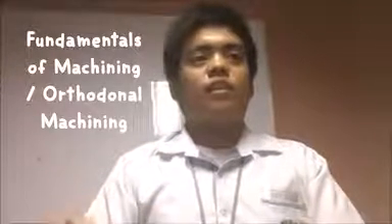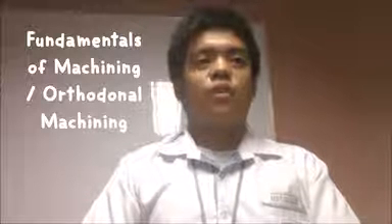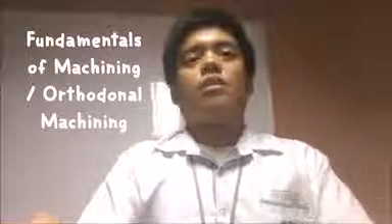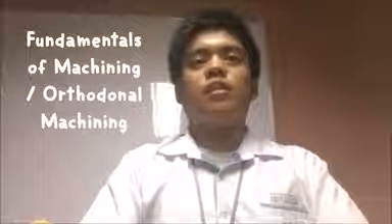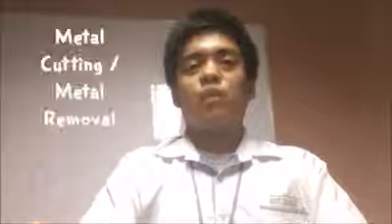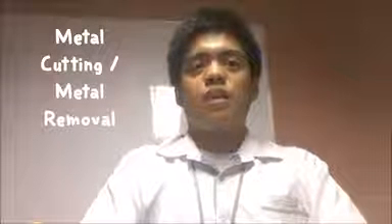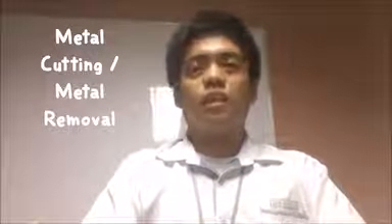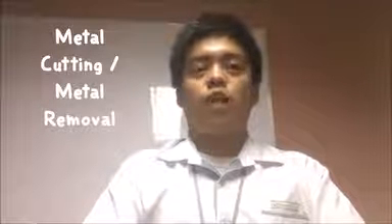Chapter 20: Fundamentals of Machining and Orthogonal Machining. Machining is the process of removing unwanted material from a workpiece in the form of chips. If the workpiece is metal, the process is called metal cutting or metal removal. Statistics have shown that US industries spend $100 billion to perform metal removal operations.